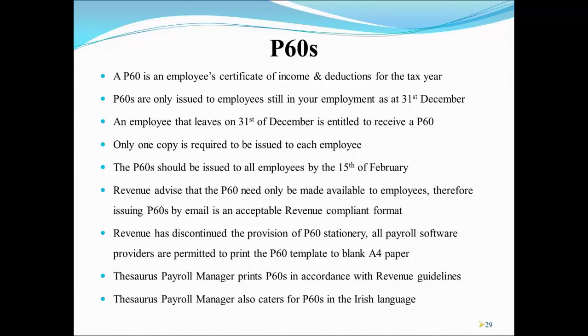P60s are only issued to employees still in your employment as of the 31st of December. So anybody that leaves during the year prior to the 31st of December would not be entitled to get a P60 from you. If an employee leaves on the 31st of December, they are entitled to receive a P60. So they would receive a P45 and a P60. That's only if they leave on the 31st of December. You're only required to issue one P60 per employee, and they should be issued to all employees by the 15th of February. So the deadline is the 15th of February for P60s also.